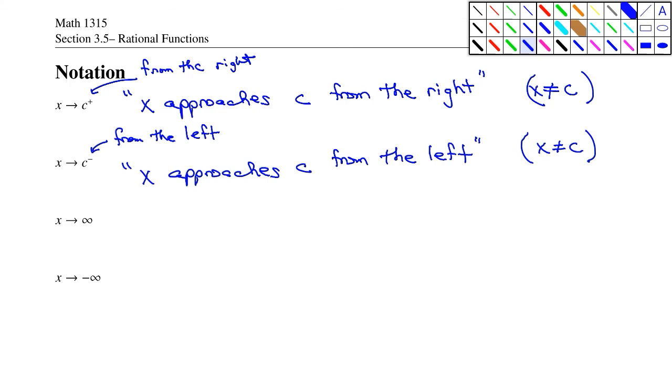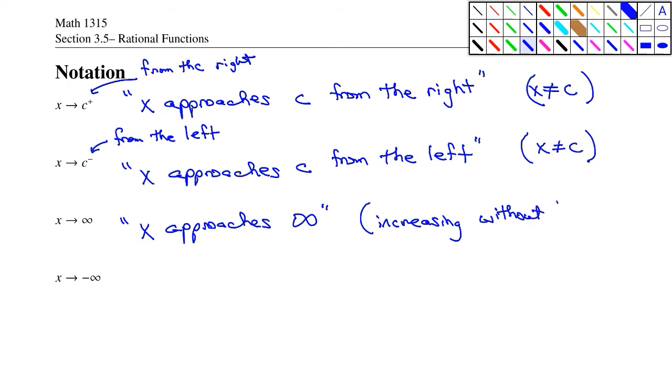Next, we have x approaches infinity. That means x approaches infinity. And it means that the x values are increasing without bound, meaning they just get bigger and bigger and bigger.